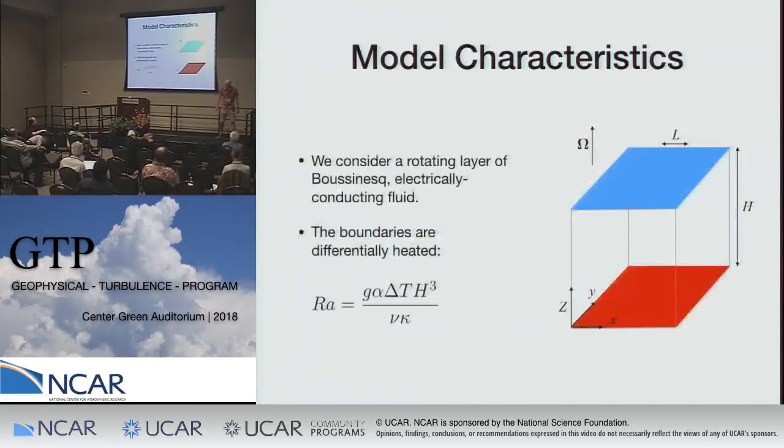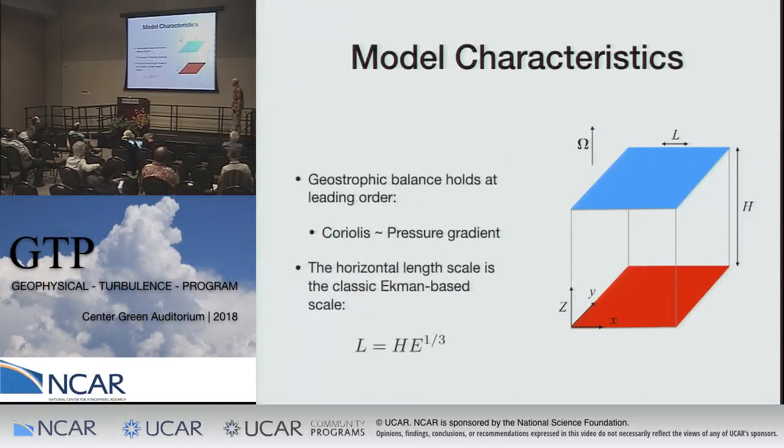A few details about the model. We're going to simplify things quite a bit. We're not going to talk about the sphere for now. We're just looking at a simplified planar geometry, the classical Rayleigh-Benard setup. We're considering convection-driven flows of a Boussinesq fluid that is electrically conducting. It's hot on the bottom, cold on the top, and rotating, with gravity pointing downwards. Our main driving parameter here is the non-dimensional Rayleigh number.